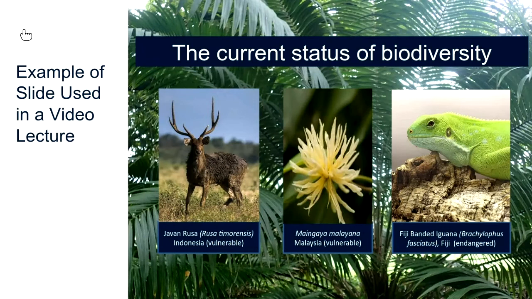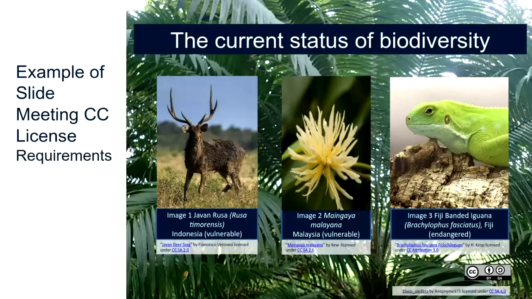So this slide used in a video lecture, if an instructor wanted to make this video lecture open and share this image openly, they wouldn't be able to. So just looking at the next example, this is a classic example of the slide meeting Creative Commons license requirements. You'll see here, it was fairly simple to do because all the images being used are openly licensed images. And all that needed to be done was the proper attribution.